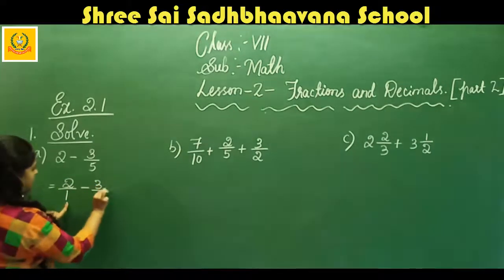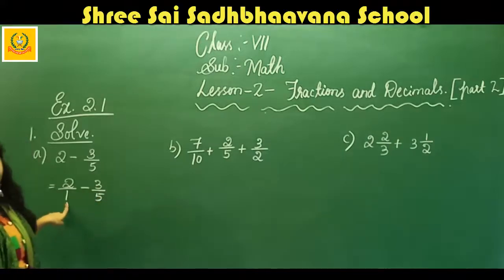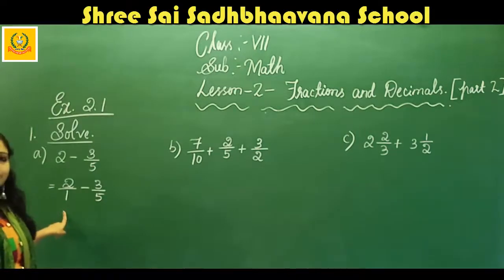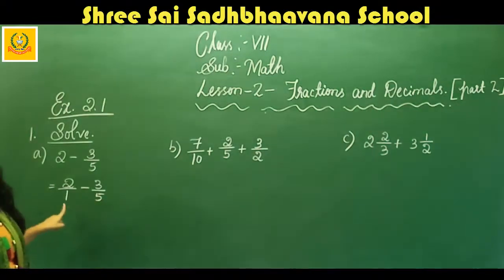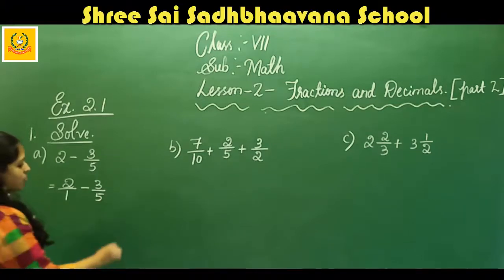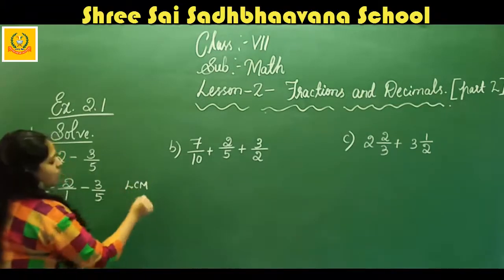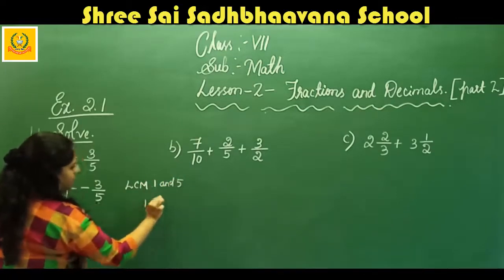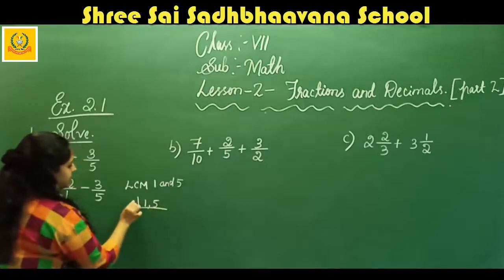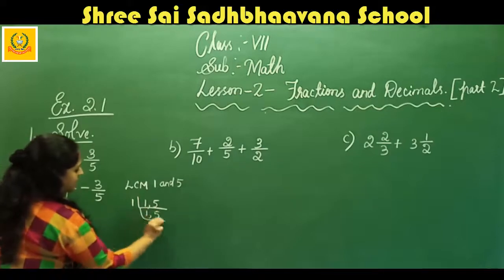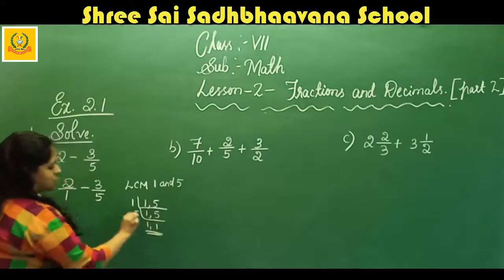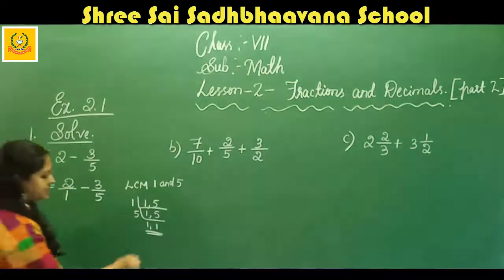Okay? Now, 3 by 5. Okay? Now, we have to minus the fraction. How to do this? Yes, we have to take the LCM of 1 and 5. So first I will go with 1's table, 1 as it is, 1 5's are 5, I will get. Same if I take 5's table, 1 5's are 5. So 5 only is the LCM.